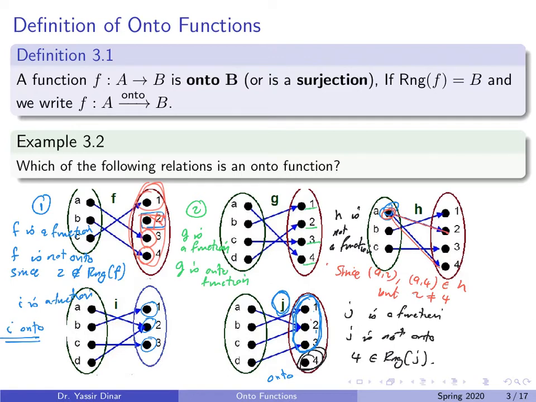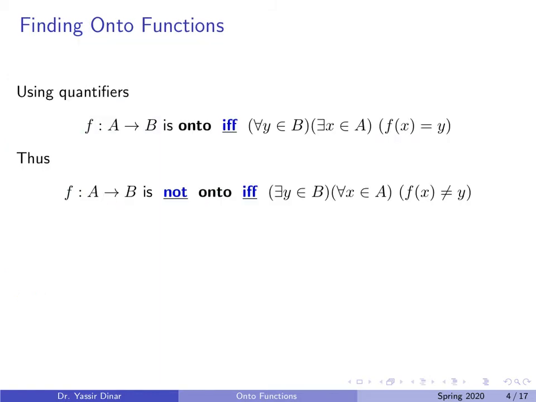Now we move to infinite relations and infinite functions. Let us discuss the definition of onto functions using quantifiers. A function f from a set A to a set B is onto if for any element y in the codomain, which is B, I can find x in the domain, which here is A, such that y is equal to the image of x under my relation f. So f of x is equal to y.